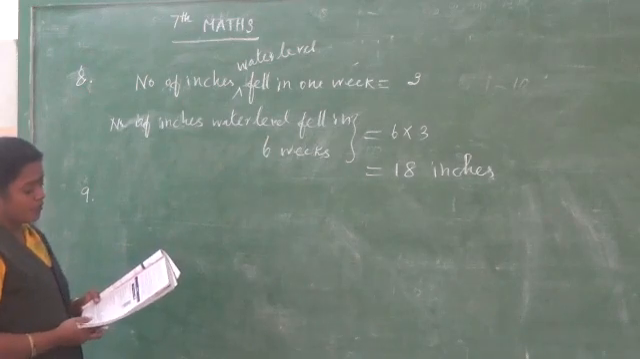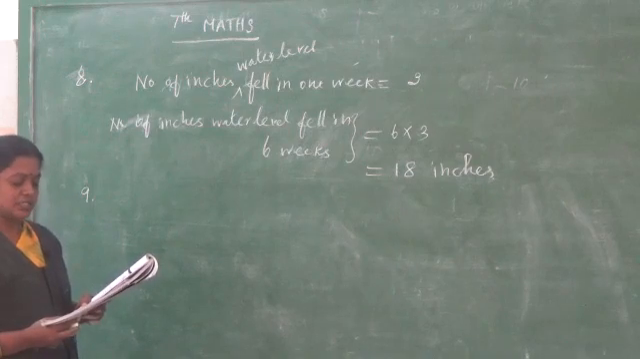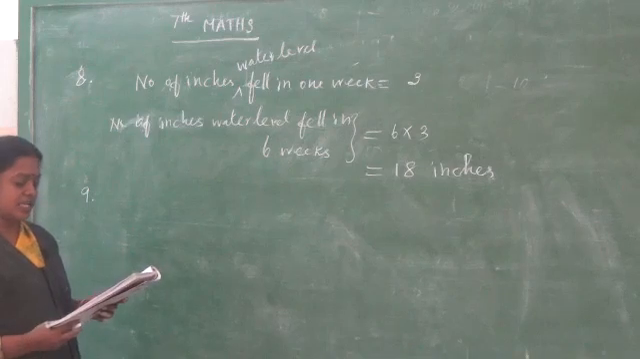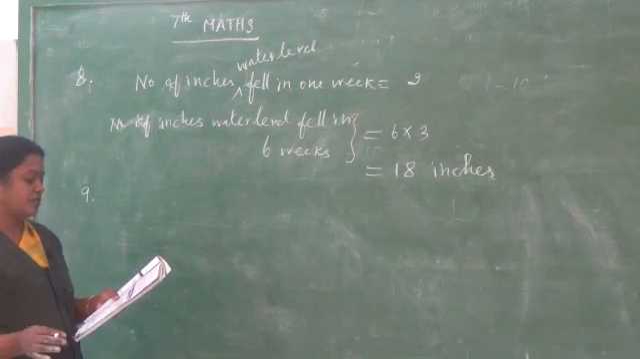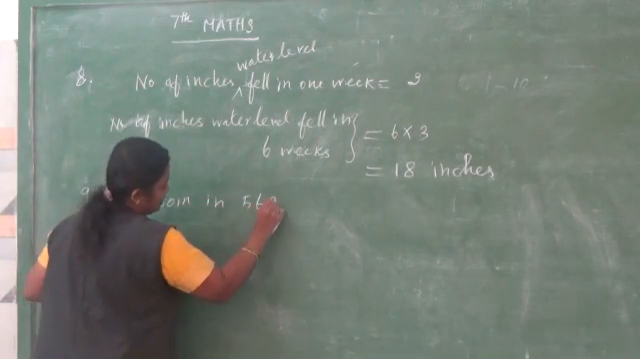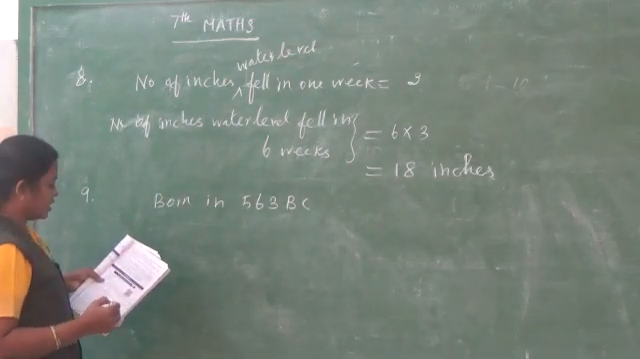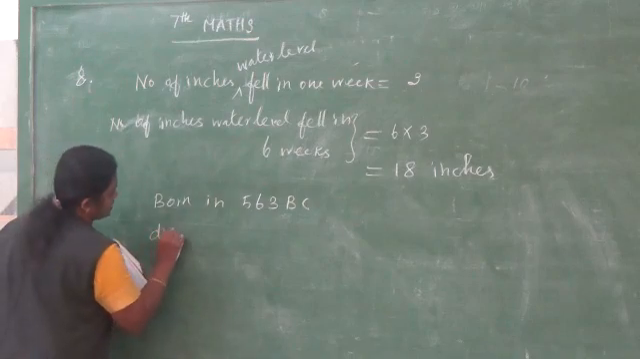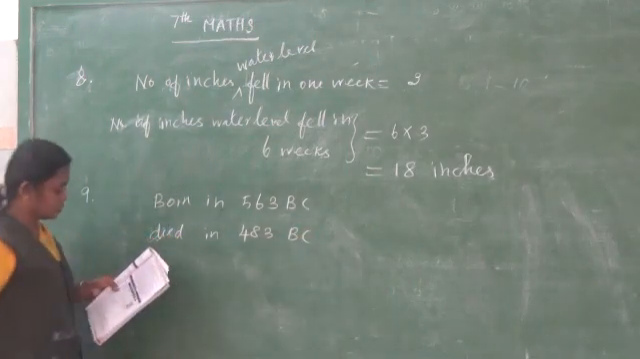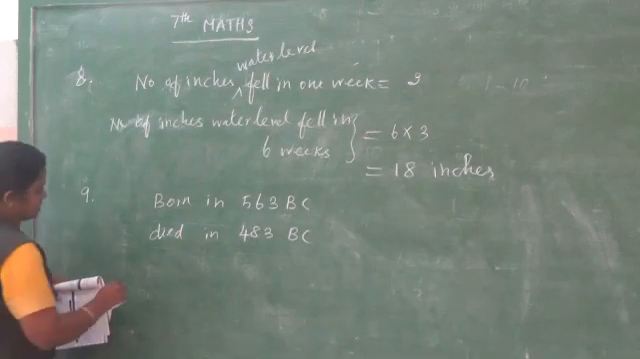Buddha was born in 563 BC and died in 483 BC. Was he alive in 500 BC and find his lifetime? Buddha was born in which year? Born in 563 BC. And died in 483 BC. One thing you should know, years BC are always considered as negative integers.